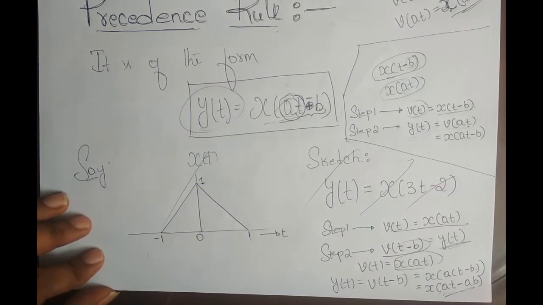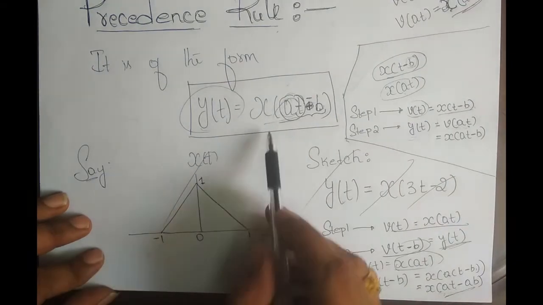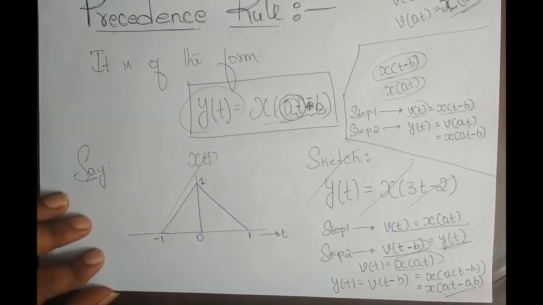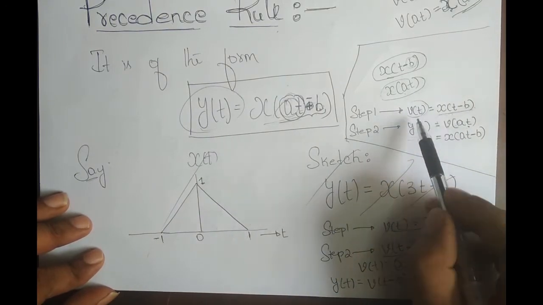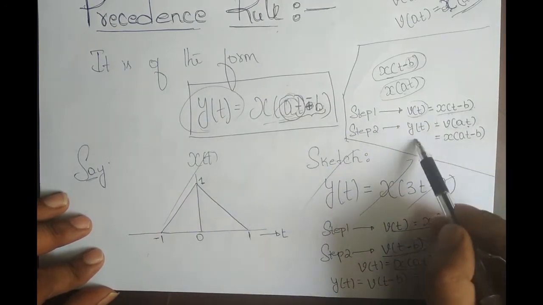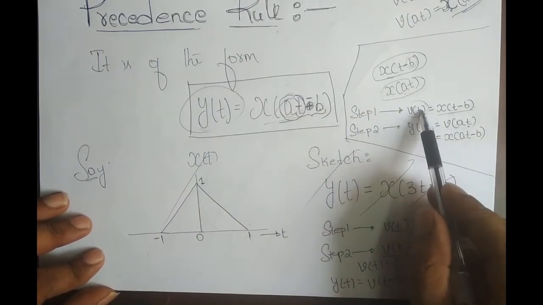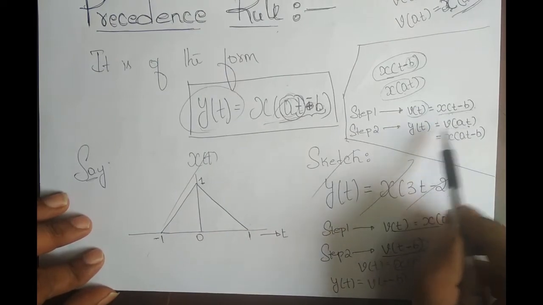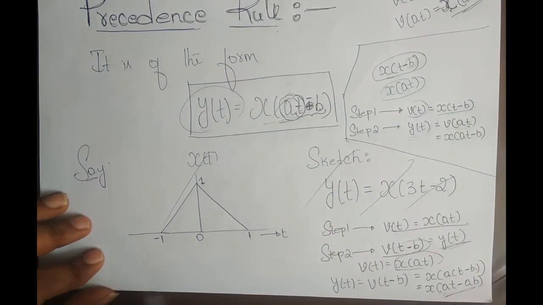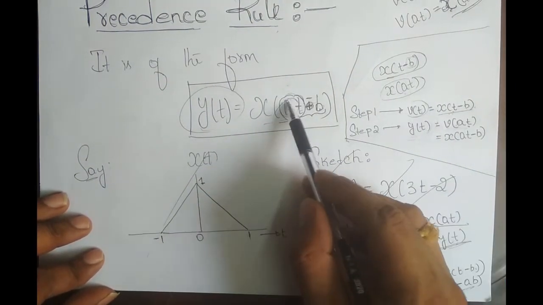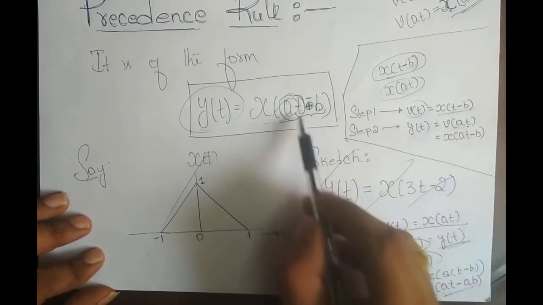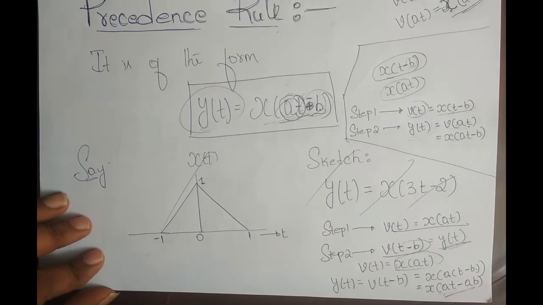Therefore, don't violate the precedence rule. Whenever a signal involves both time shift and time scaling operation, perform the time shift operation first and call it an intermediate signal v of t. Now in step 2, you have to scale the intermediate signal v of t. That will be the resultant of our original signal y of t. While shifting the signal, ignore the scaling part. Don't even look at the a part. And while scaling the signal, don't even look at the minus or plus b part. Just ignore the shifting part and ignore the scaling part while doing the corresponding operation.